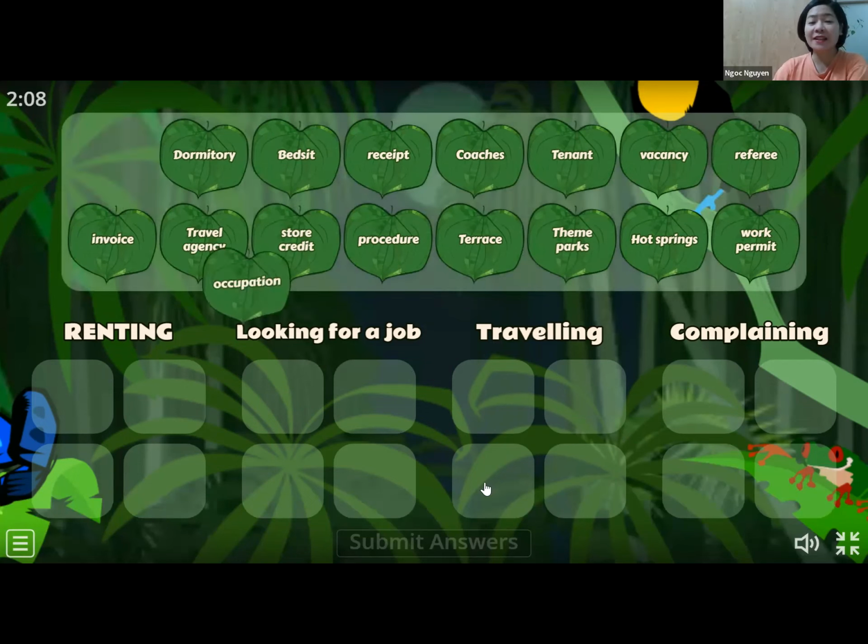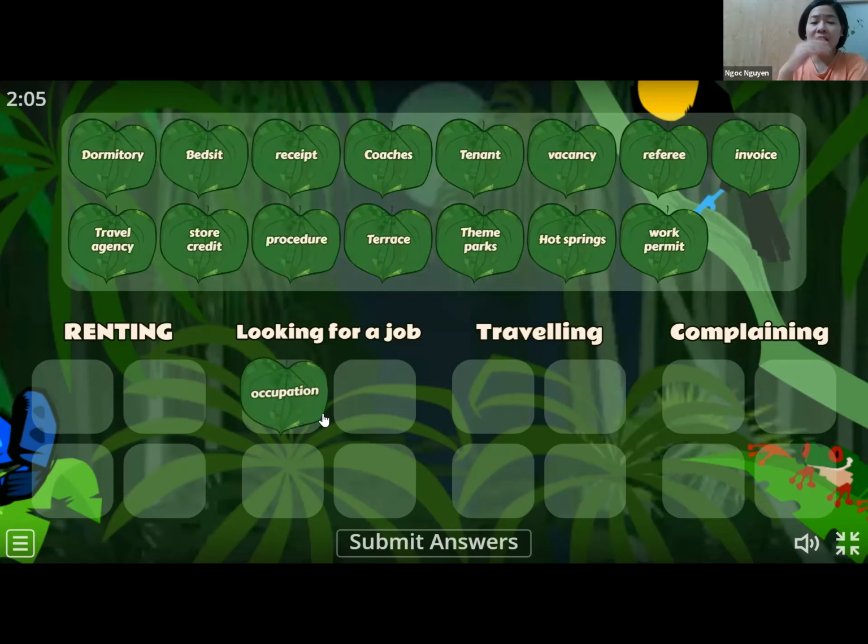Correct. Occupation is a synonym of the word job, and it is often used in a context which is a bit formal, right? But when you have a chat with your friends, usually you would use the word job. Everybody, you will need to look at other words and decide where they should go, and hit the button submit answers when you are done. And please tell me in the chat box when you have finished the game. Thank you very much.